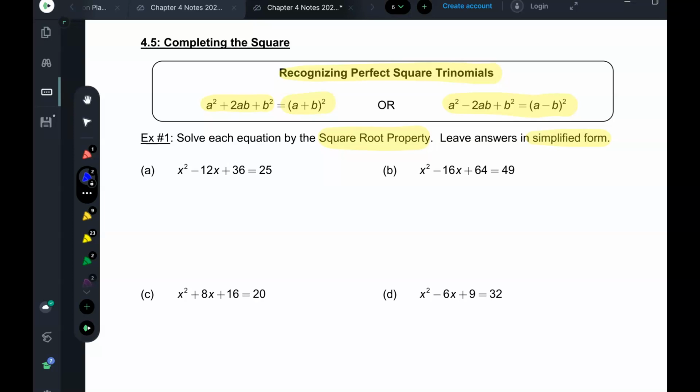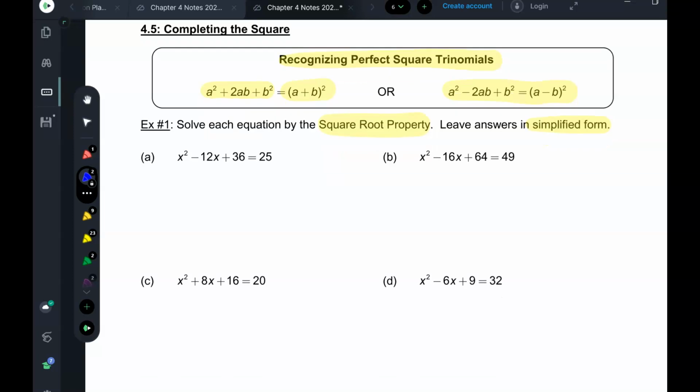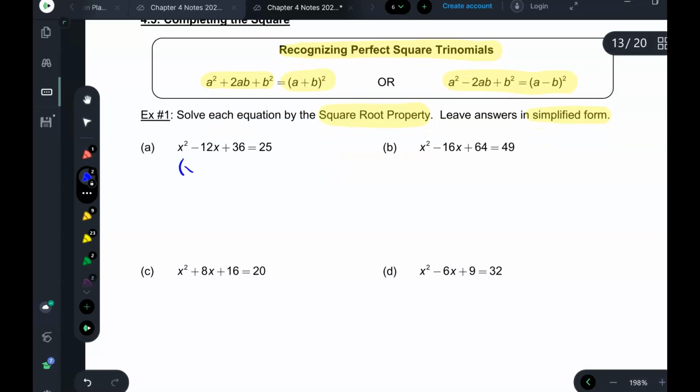Just look at the left side. X squared minus 12x plus 36. That is x minus 6 squared. Back up. Look at the left side. X squared is a perfect square. 36 is a perfect square of 6. And double it.